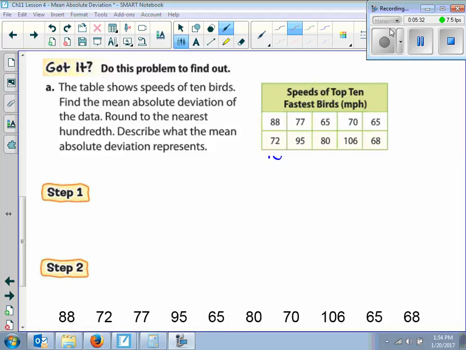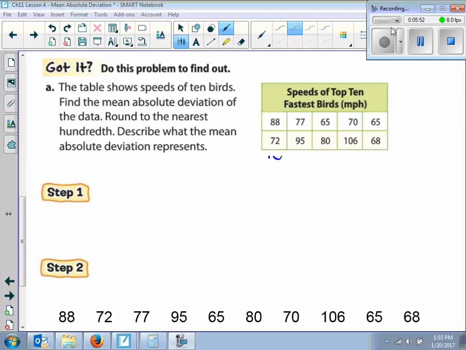All right, so here we have another example. The table shows the speeds of 10 birds. We want to find the mean absolute deviation of the data. We want to round to the nearest hundredth if necessary. Then we're going to describe what the mean absolute deviation represents.